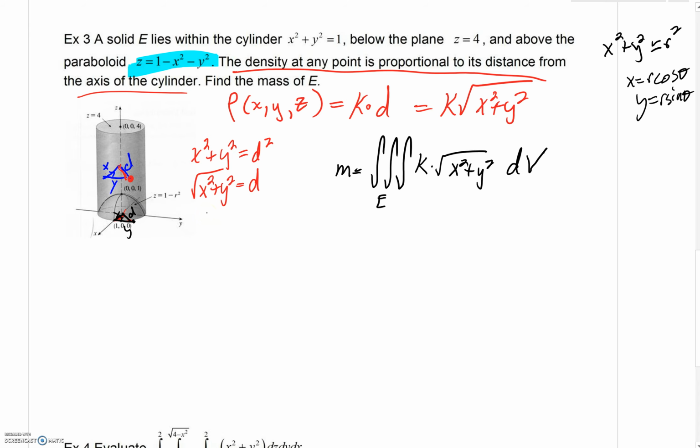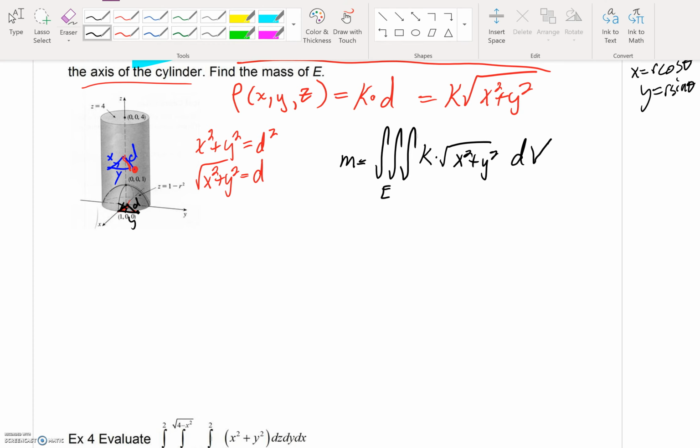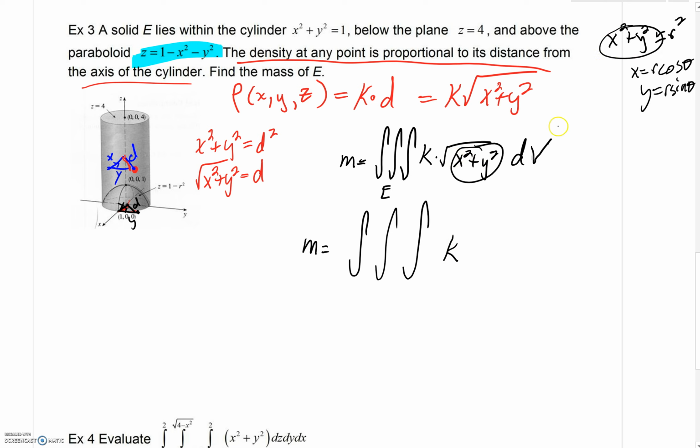So here's the wonderful thing as we're going to work this out. We can very quickly do the following. We can say, hey, I'm going to have my triple integral right here. I'll have my k, but we know that x squared plus y squared is really r squared. And then dV is going to be an r dz dr d theta.